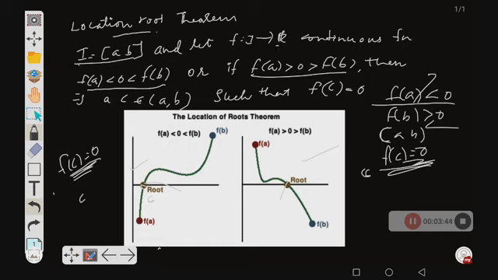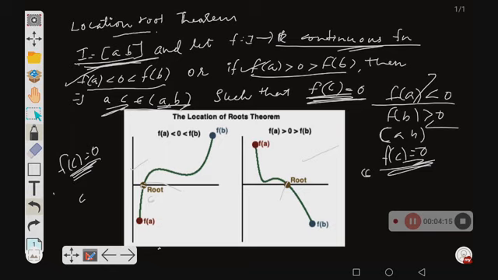f must be a continuous function, and if f is continuous on the closed interval [a, b] and satisfies any of these conditions, that is f of a is less than 0 less than f of b, or f of a is greater than 0 greater than f of b, then there exists a root in the open interval (a, b) such that f of c equal to 0. If c is a root, then this condition is satisfied automatically, that is f of c equal to 0 when c is a root of the equation.